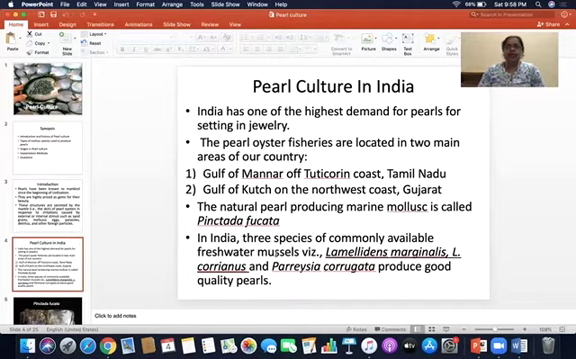Now, what are the animal species that produce pearls? The natural pearl-producing marine mollusk is known as Pinctada furcata or the pearl oyster. In our country, we have harnessed the potential of three freshwater mollusks or mussels, namely Lemmelidens marginalis, Lemmelidens coreanus, and Pariasa corrugata, which are known to produce good quality pearls.